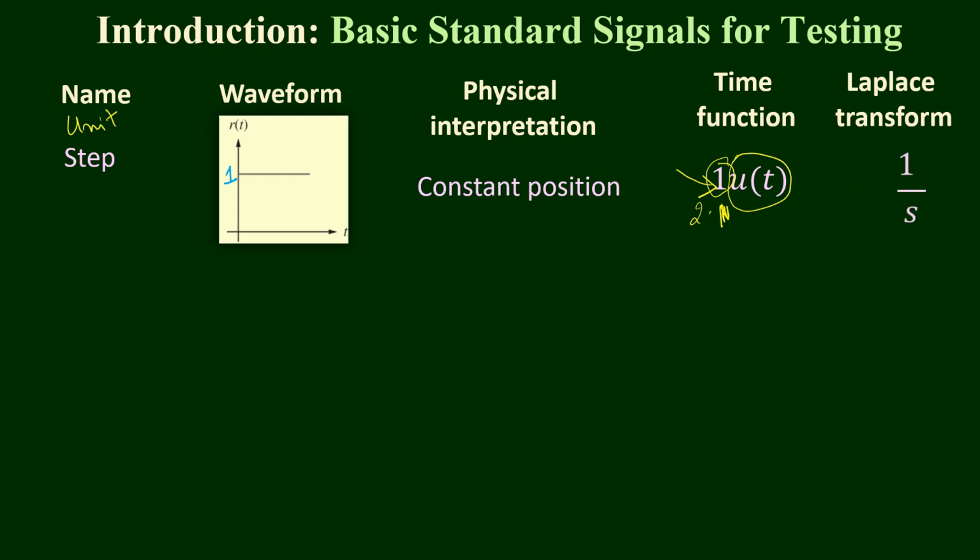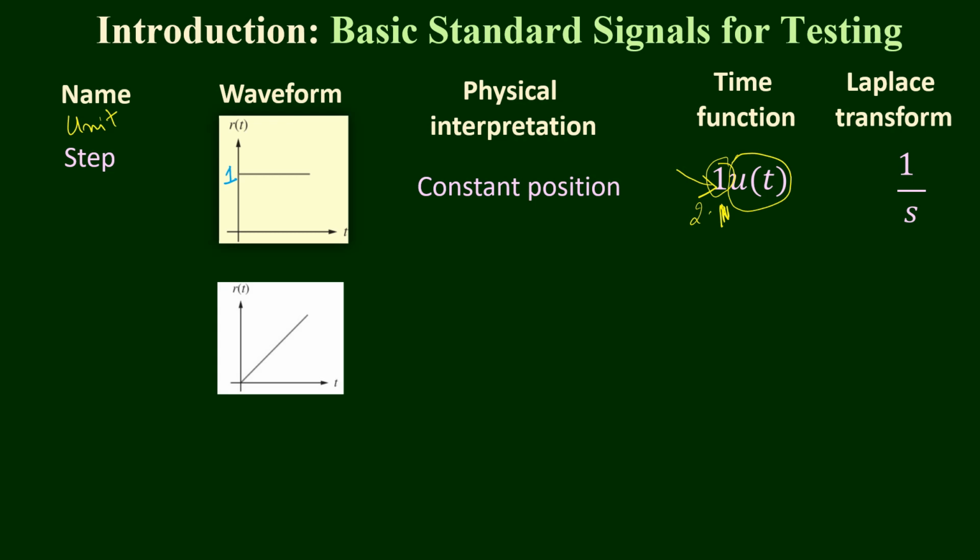Then we have the second function. What do we call this function? Can you say it? It is constantly increasing. We call this the ramp function, and the slope of this is 45 degrees. This means the slope is equal to 1. In this signal we say constant velocity. So the previous one was constant position, and this is constant velocity.